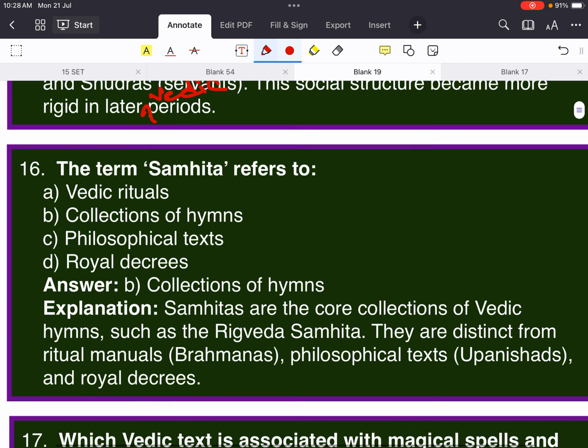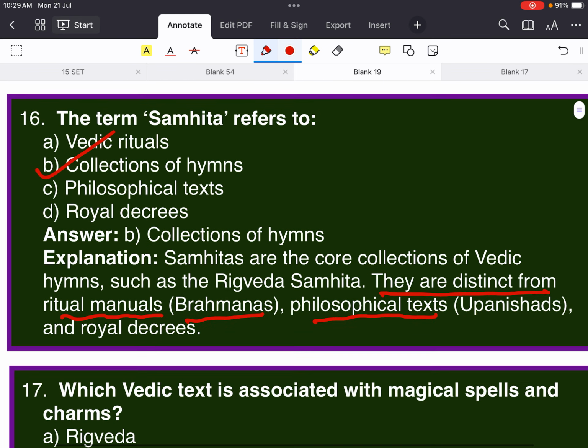The term Samhita refers to, that is option B, collection of hymns. Samhitas are the core collection of Vedic hymns such as the Rig Veda Samhita. They are distinct from ritual manuals, that is Brahmanas, philosophical texts, Upanishads, and royal decrees.